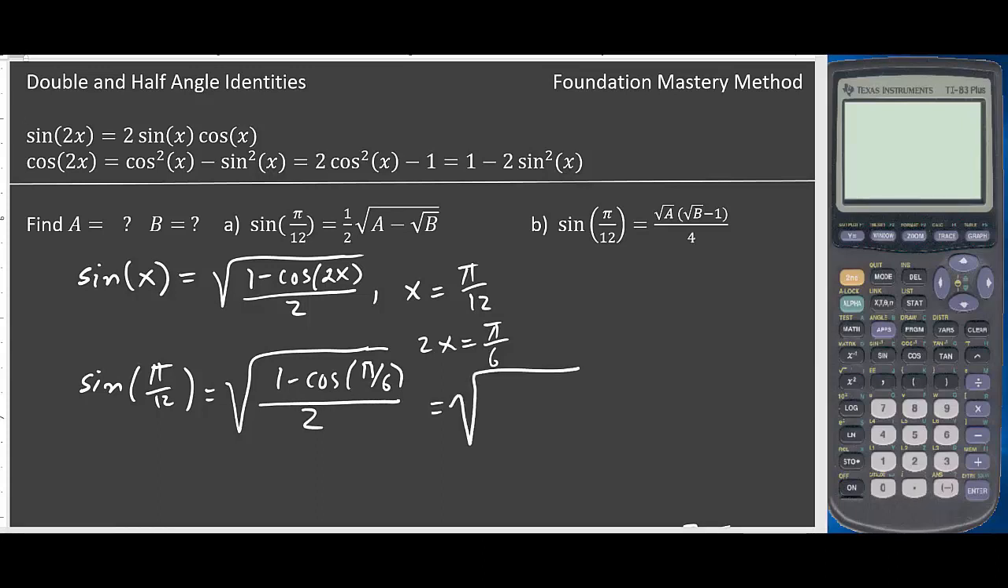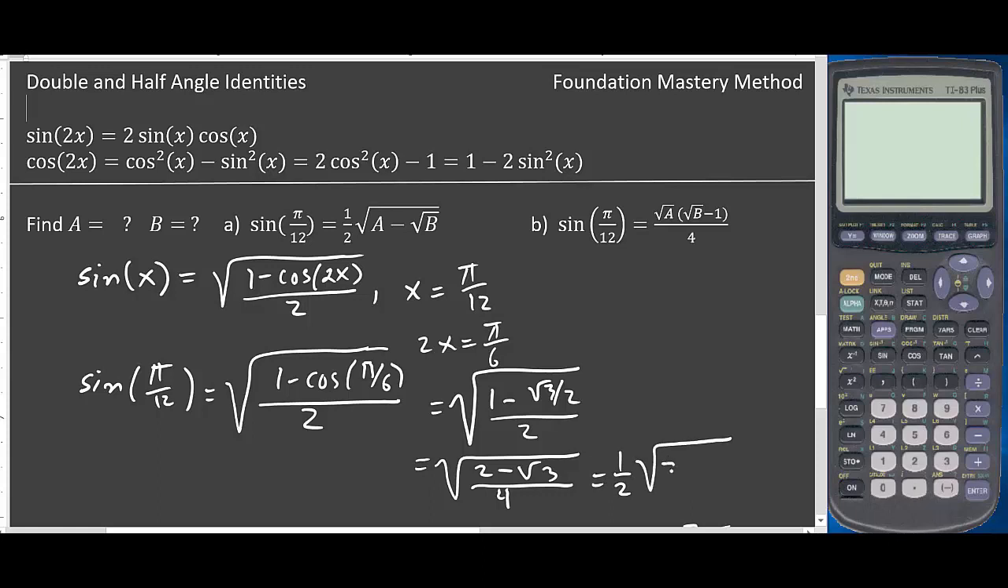So when you plug radical 3 over 2 for cosine pi over 6, it looks like 1 minus radical 3 over 2, divided by 2. Just to avoid this 2 here, in the numerator and denominator we can multiply by 2. So you get 2 minus radical 3 over 4. So you can take 1/2 outside, and then you have the square root of 2 minus radical 3. Now if you compare this one with this problem here, you can easily see that you have a equals 2 and b equals 3. So we have got our a and b using this formula.